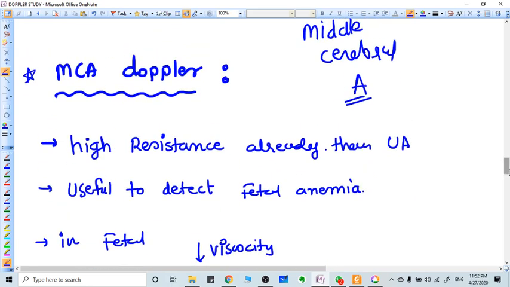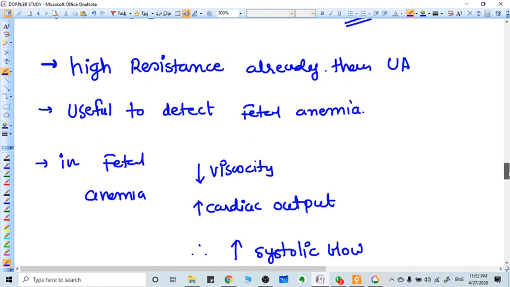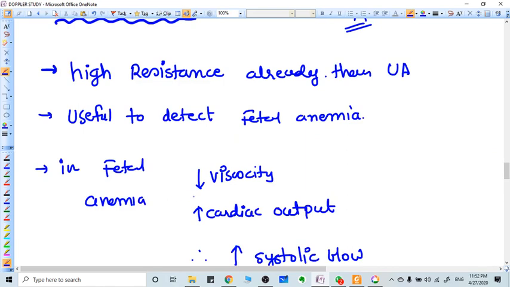What is our focus when we do MCA Doppler? Our focus is to find out the high flow when there is a fetal anemia because of any condition. The most important condition is Rh negative isoimmunization, in which the fetal anemia develops. And when there is anemia, the viscosity of the blood decreases and the cardiac output highly increases.